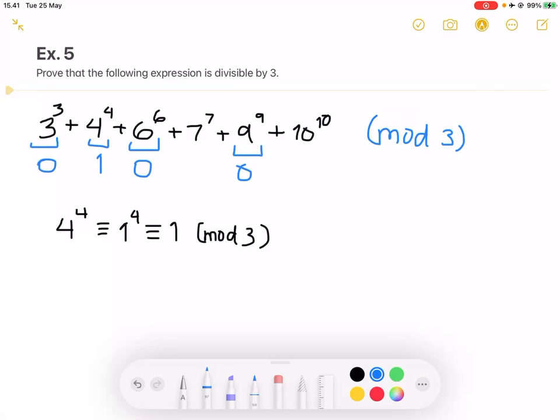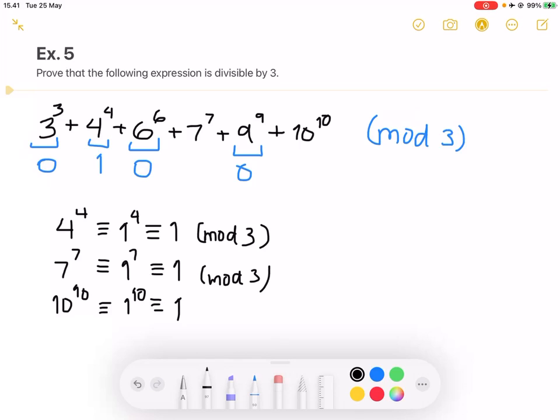In other words, it leaves a remainder of 1 when divided by 3. Similar thing for 7 to the 7 and 10 to the 10. We can reduce the base of this modulo 3 to get 1 to the 7 and 1 to the 10 respectively, which all result in 1 mod 3. So hence, after we reduce all the terms modulo 3, we get that this is actually congruent to 3 mod 3, which is also congruent to 0 mod 3.